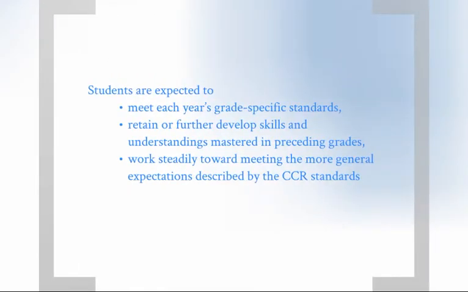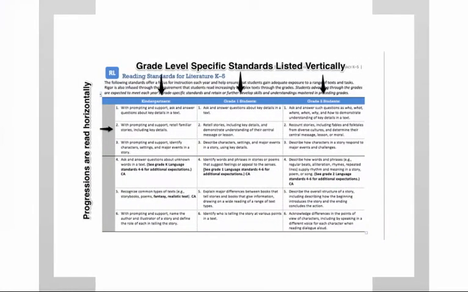Students are expected to meet each year's grade-specific standards, to retain or further develop skills and understandings mastered in the preceding grades, and to work steadily towards meeting the more general expectations described by the College and Career Readiness Standards. When reading the California document, note that grade level standards are listed vertically. The progressions through grade levels are read horizontally.